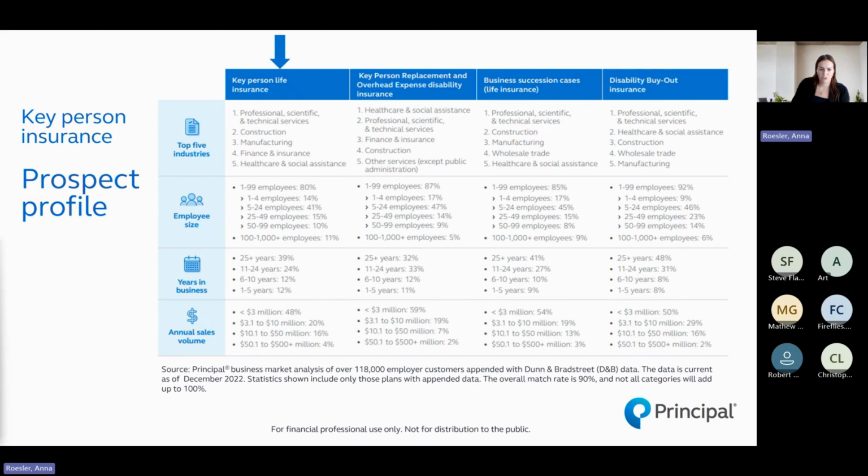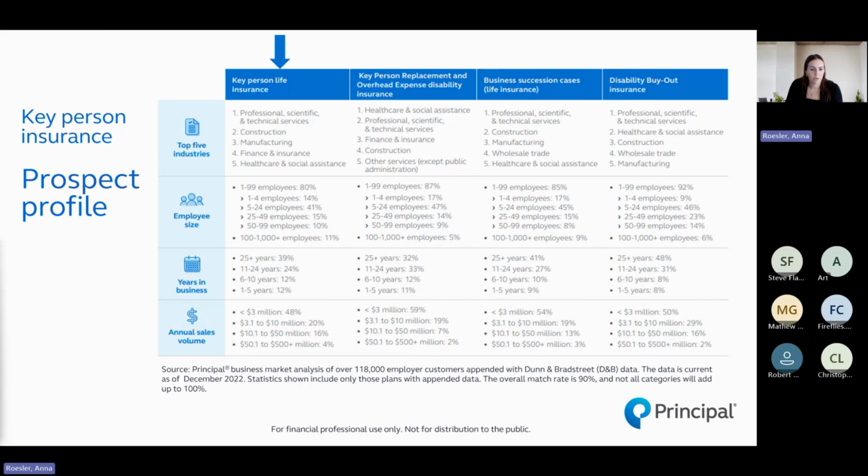Every year, Principal does a survey of lots of businesses around the United States to identify business owner priorities in different industries and company sizes, to see where these things are selling. This most recent year, as you can see on the far left side, is key person life insurance. The top 5 industries were professional, scientific, and technical services, construction, manufacturing, finance and insurance, healthcare, and social assistance. As the agent, just think about your book of business and who you might have in those industries, what business owners might be in your book of business, to see how you can help assist them with these kinds of plans.